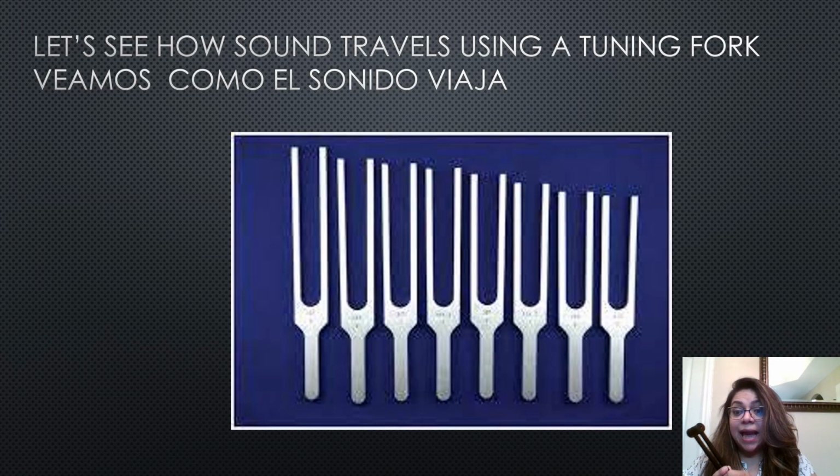We can see how sound energy travels by using a tuning fork. A tuning fork is a device that musicians or even healthcare workers may use. There are different sizes and different types of tuning forks. What a tuning fork does is when we tap on it, it creates vibrations. Those vibrations travel through the air to our ear, and then we hear those vibrations.